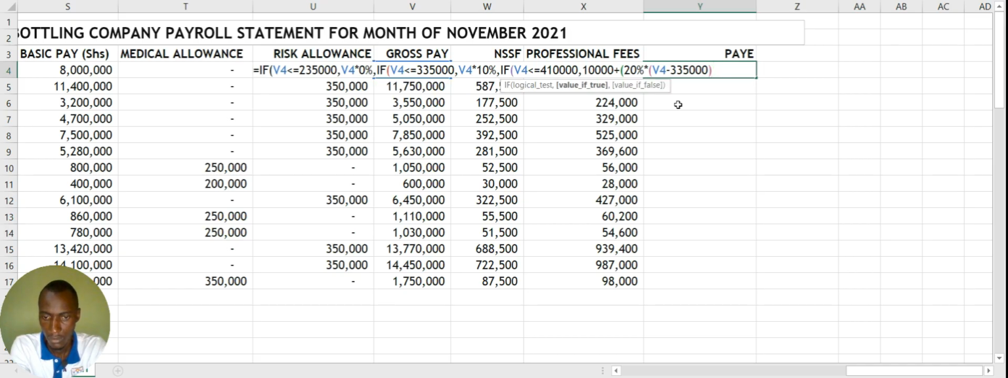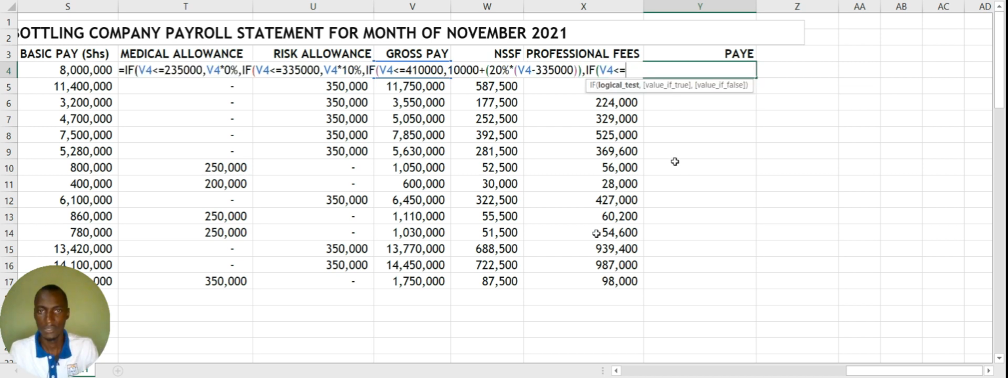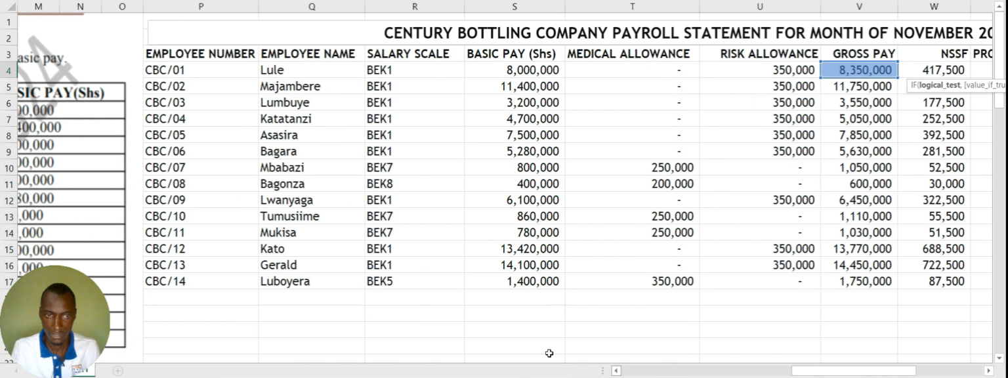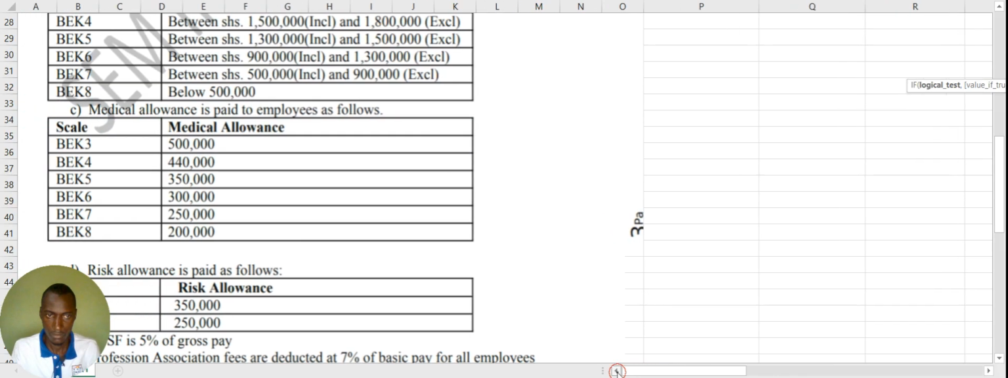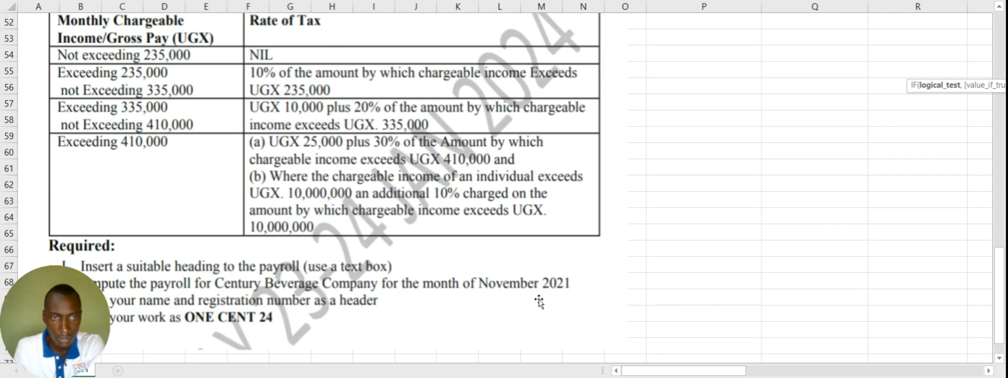These are two. Then a comma. If your gross pay is less than or equal to what? Not exceeding this, we have done that. Then if exceeding 410,000 but not exceeding what?